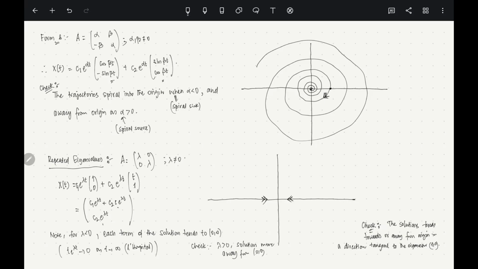Okay, so what is happening is this. See, the solution will look like this in this case. Sorry, my drawing is really bad. And similarly here also it will look like this. You see, moving in, moving away. So let me just do it for lambda negative. So this is for the lambda negative case. This is all moving in towards the origin.